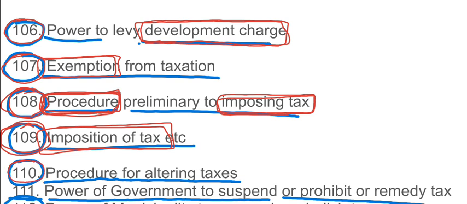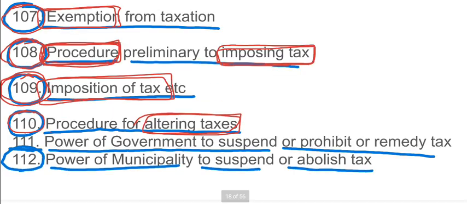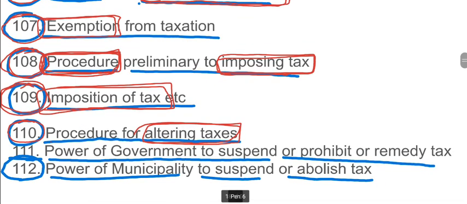Section 110 procedure for altering taxes, that is alteration of taxes, is mentioned under section 110. Section 111 Power of government to suspend or prohibit or remedy taxes. It is a very important section. Power of government to suspend, prohibit or remedy taxes.